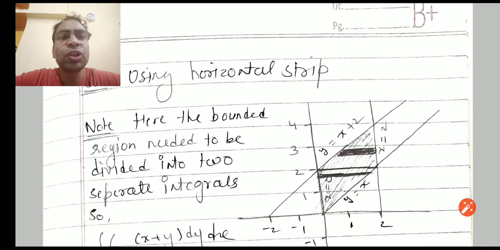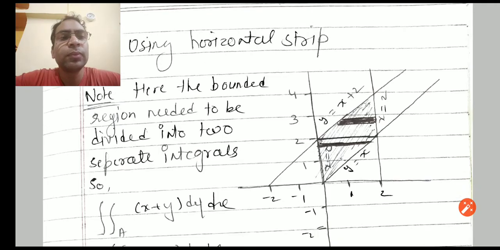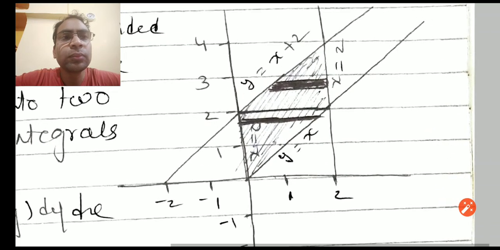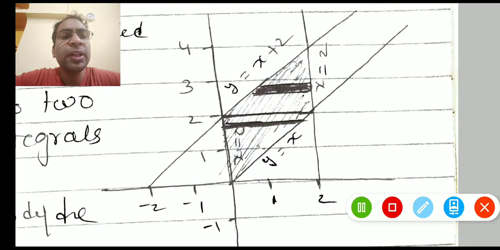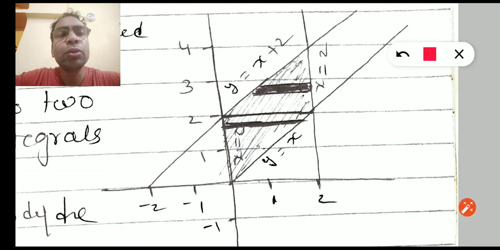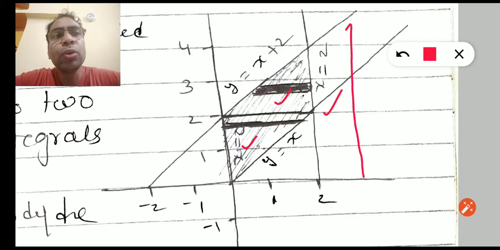So let's solve this question with the horizontal strip. You can see in this method, the same region has to be divided into two separate regions. You can see the two shaded regions. One is this triangle region, and the other is this triangle region. The reason for dividing this region into two parts is that whenever we move this horizontal strip from the bottommost to the topmost point, the strip lies on different curves.